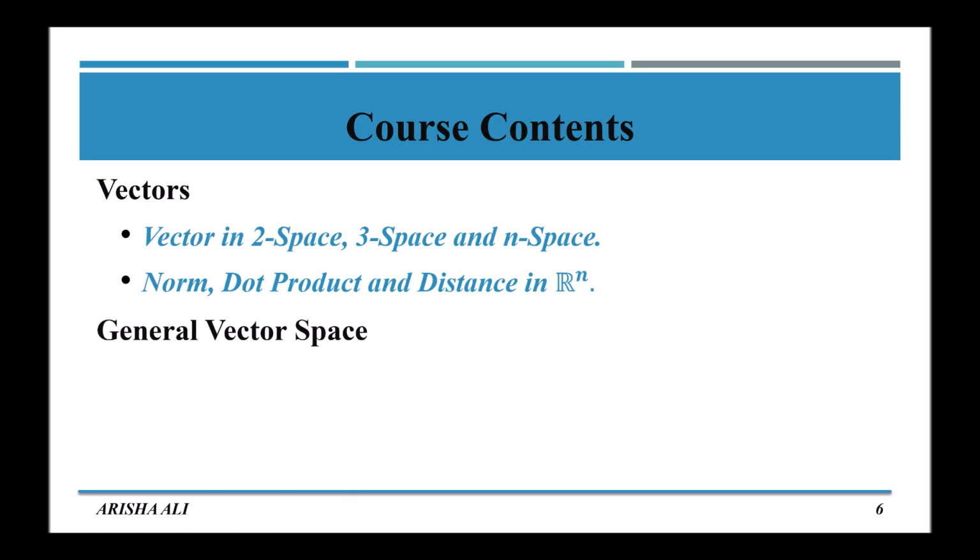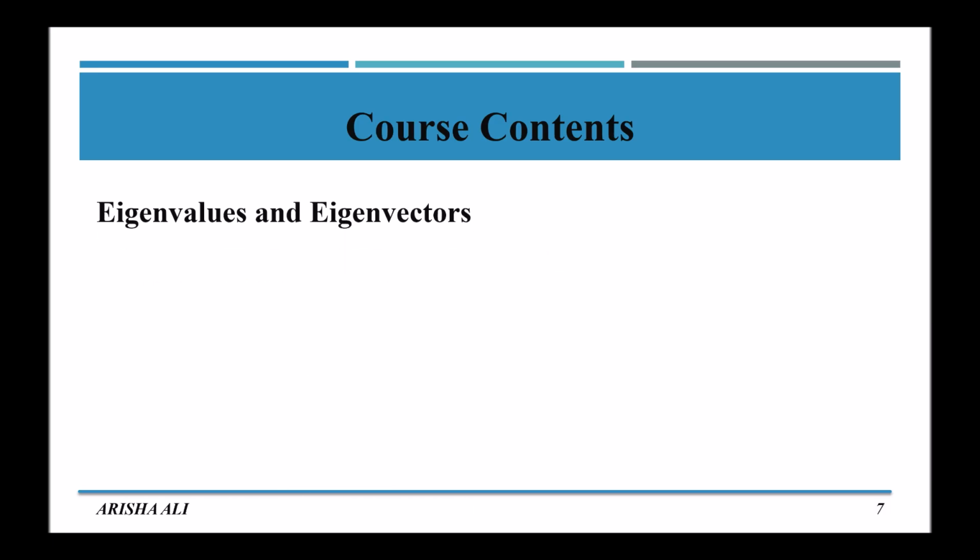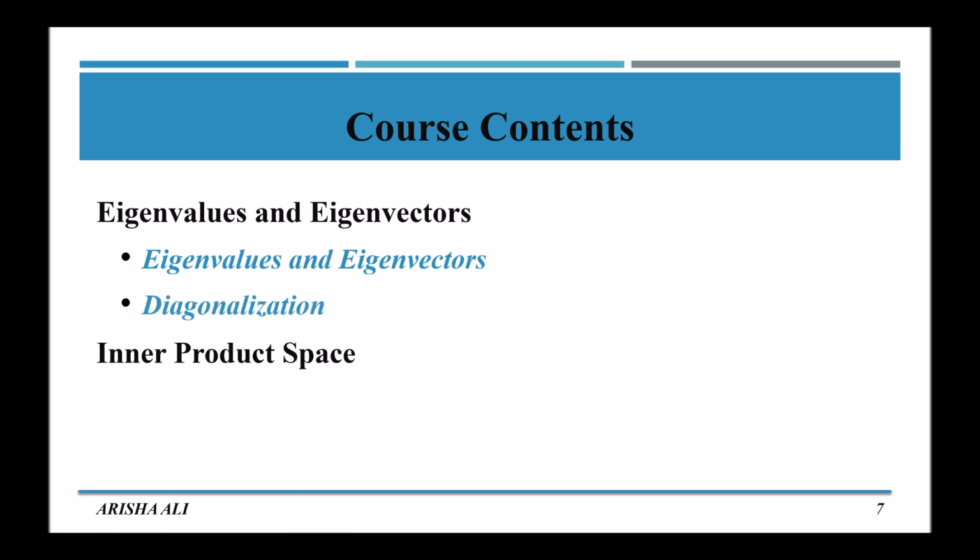After that, I'll discuss the general vector space, in which I will discuss general vector spaces and subspaces, linear combination, linear independence, bases, and dimensions. After that, I will go through the section on eigenvalues and eigenvectors. In that, I will cover the eigenvalues and eigenvectors, and diagonalization.